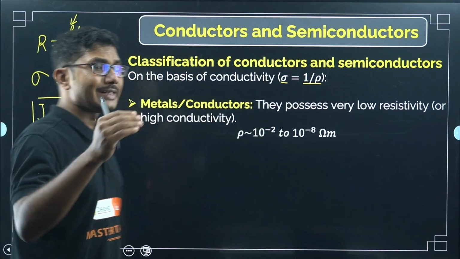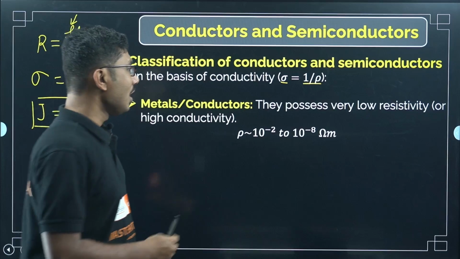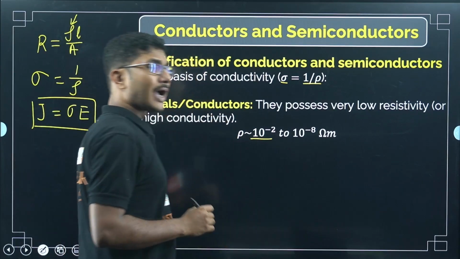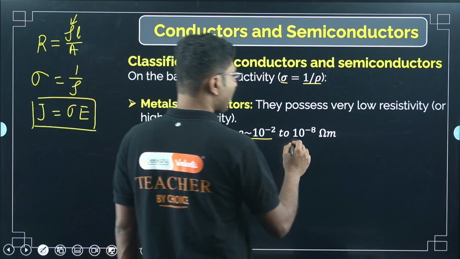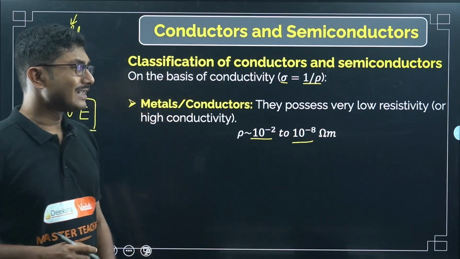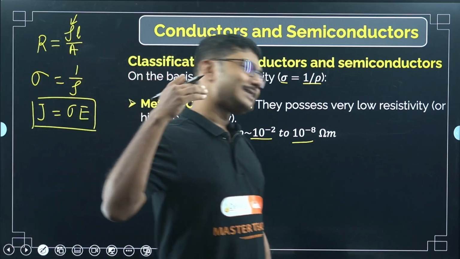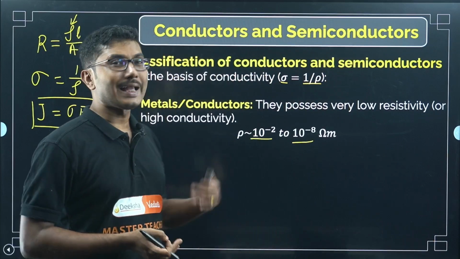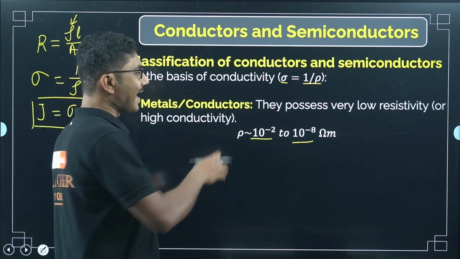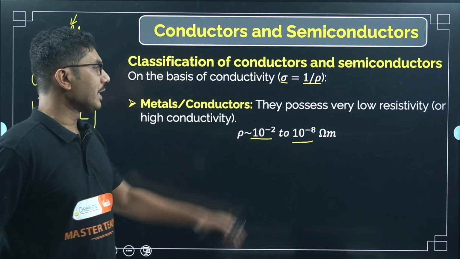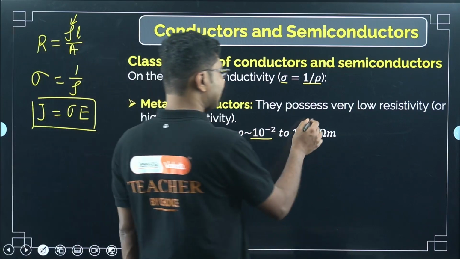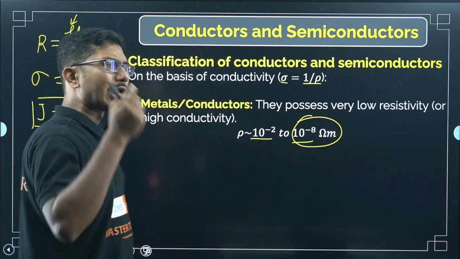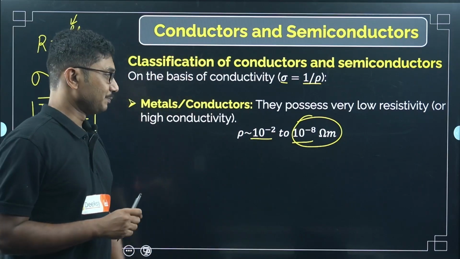Now what is the range of their resistivity and conductivity? Their resistivity varies from 10 to the power of minus 2 to 10 to the power of minus 8 ohm meter, right? This is the usual range. For some metals it may be even lower, for some it may even be higher. But usually it varies from 10 to the power of minus 2 to 10 to the power of minus 8. So 10 to the power of minus 8 means a very good conductor, and 10 to the power of minus 2 means an okay conductor, but it is still a conductor.